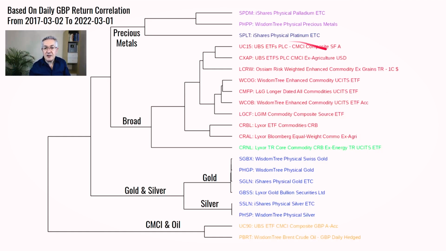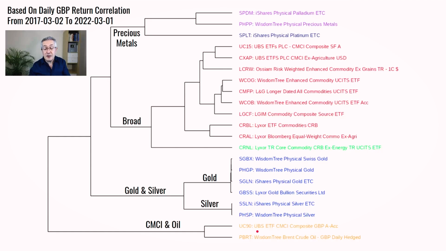Then this red cluster you can see here are all broad-based commodity funds. These also tend to have high correlation. Then at the bottom of the graph, we have gold and silver, which clusters together because those two metals tend to move together with one another. But then within each cluster, you can see that the length of these nodes is very short. And that means that these are highly correlated funds. Effectively, they'll all give you identical exposure. And that's also true of these two silver funds, SSLN and PHSP.